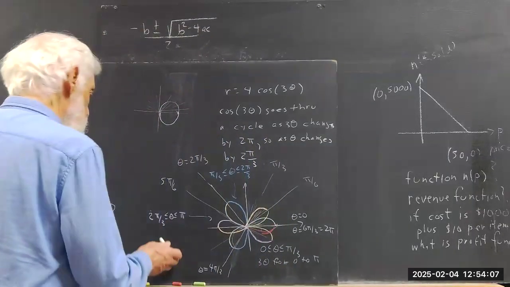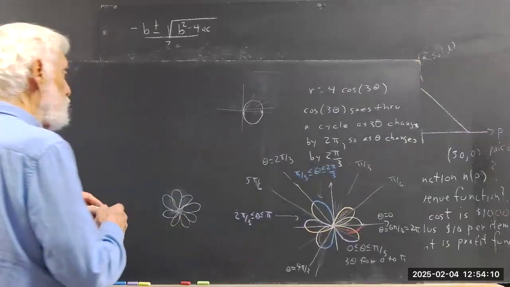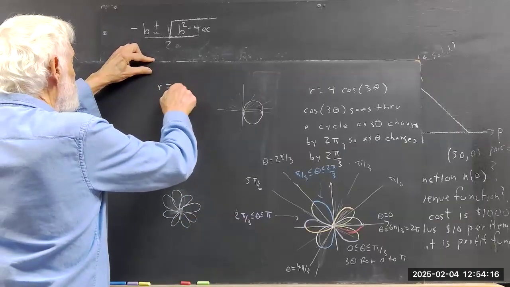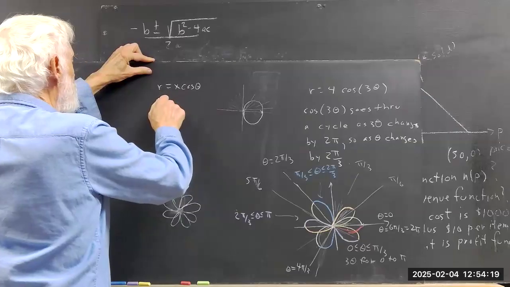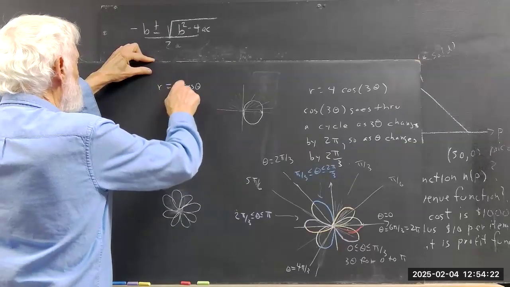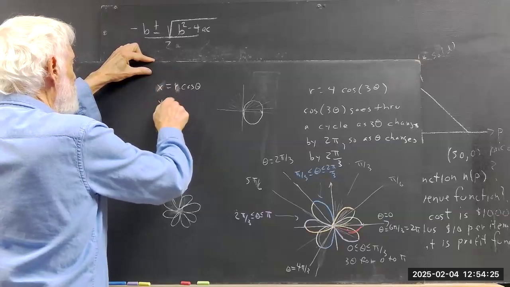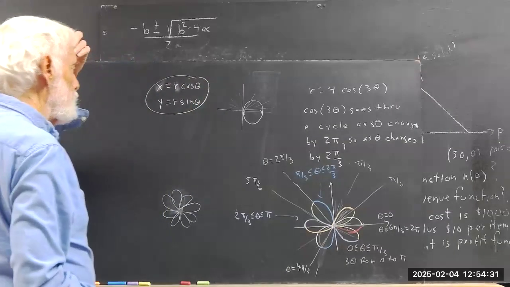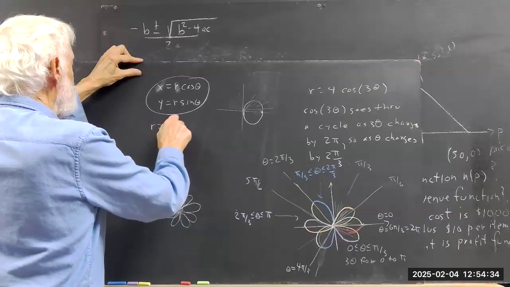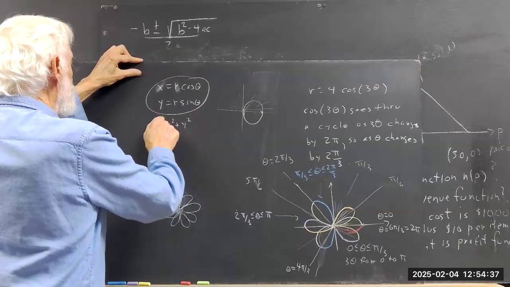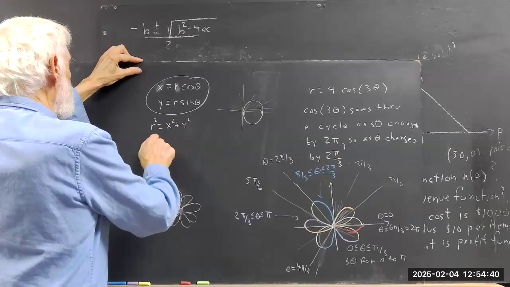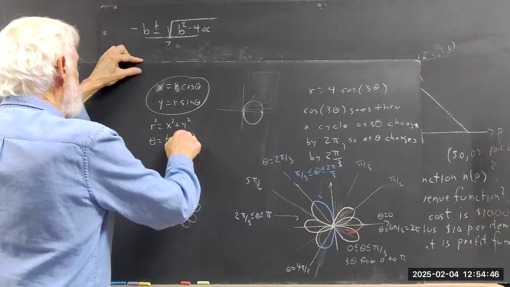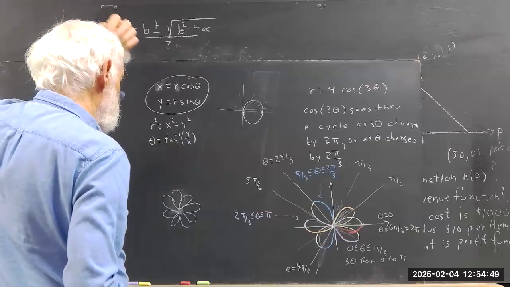Now, the biggest thing you want to take away for the purpose of this course is a change of coordinates. Remember that x equals r cosine theta, and then y equals r sine theta. And then r squared equals x squared plus y squared. Theta equals the inverse tangent of y over x.